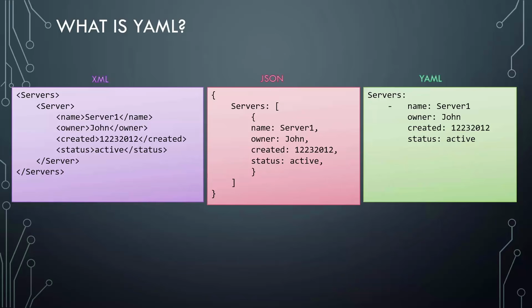A YAML file is used to represent data, in this case configuration data. Here is a quick comparison of a sample data in 3 different formats. The one on the left is XML, where we display a list of servers and their information. The same data is represented in JSON format in the middle, and finally in YAML format to the right. Take a minute to compare the 3 formats.